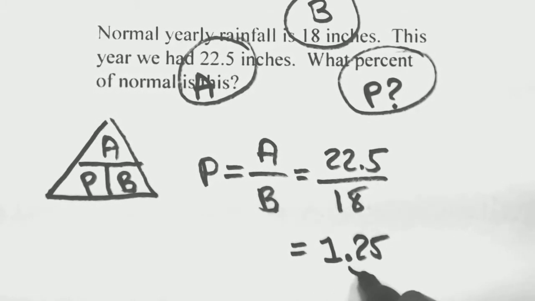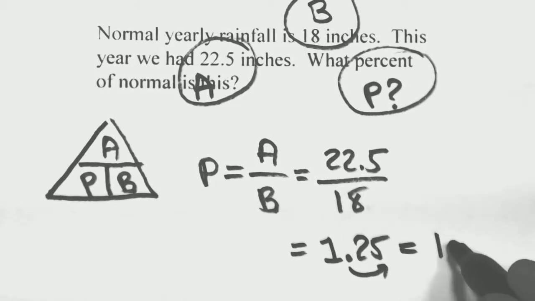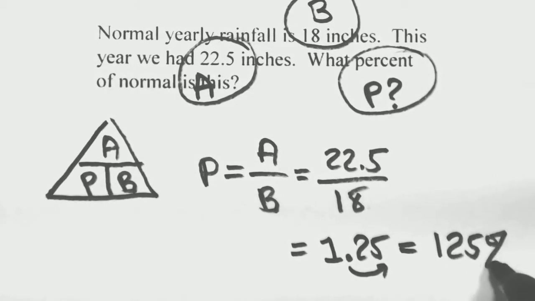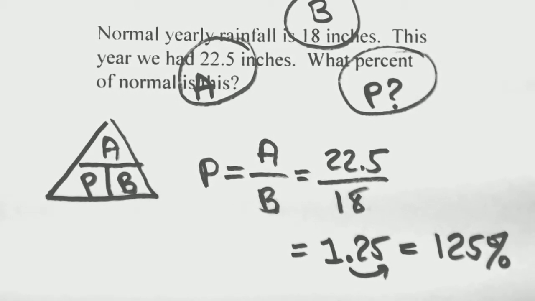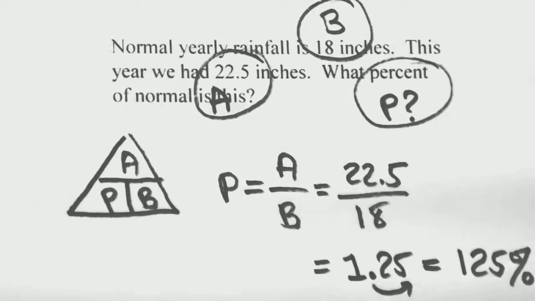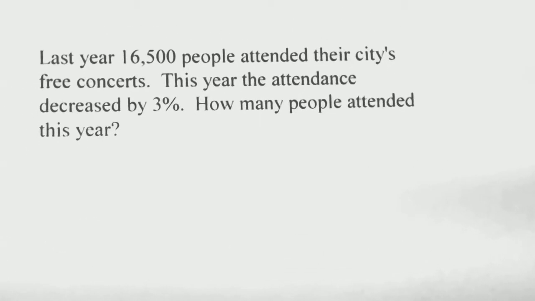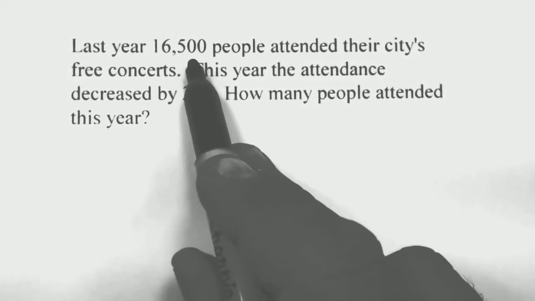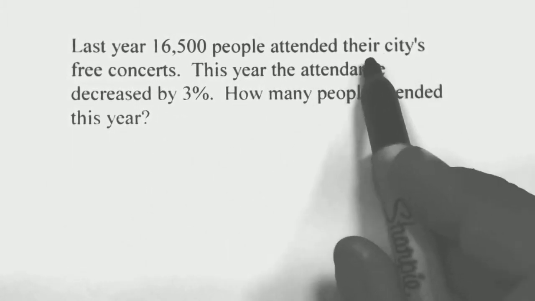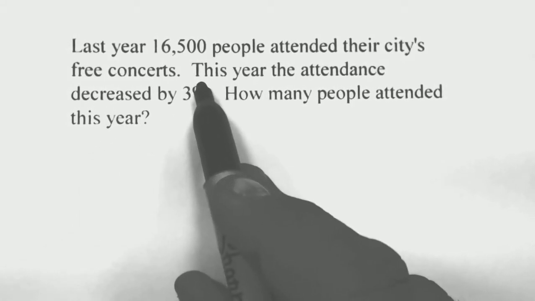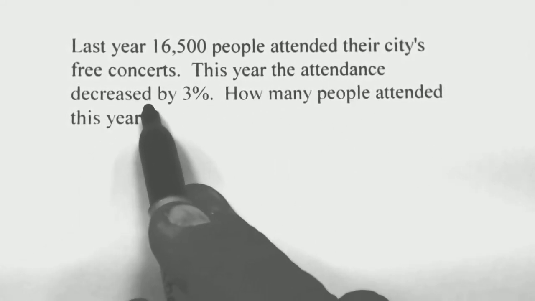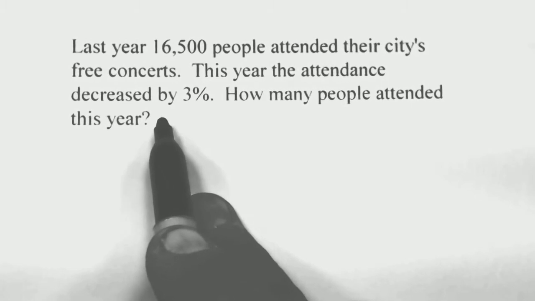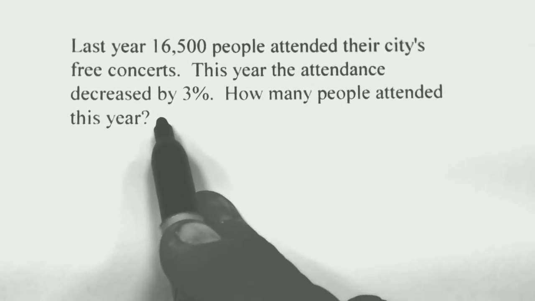1.25, which, of course, when we move the decimal point 2 places to the right, gives me 125%. So the rainfall this year was 125% of normal. Okay, here we've got an example. It says last year 16,500 people attended their city's free concerts. This year the attendance decreased by 3%.